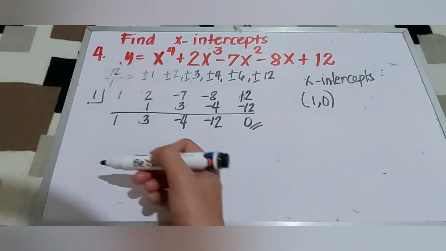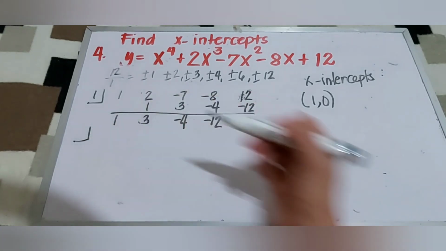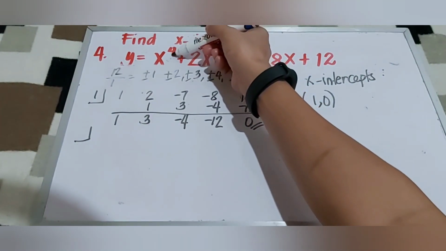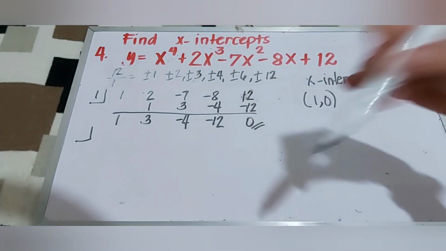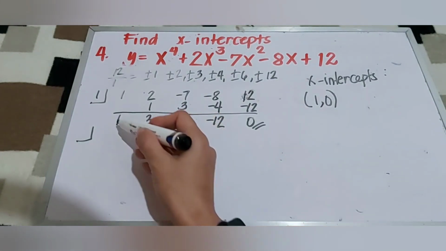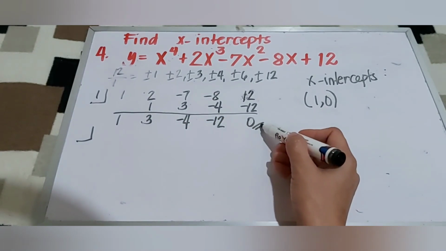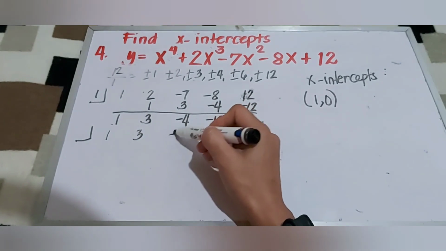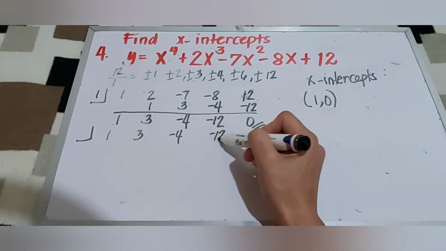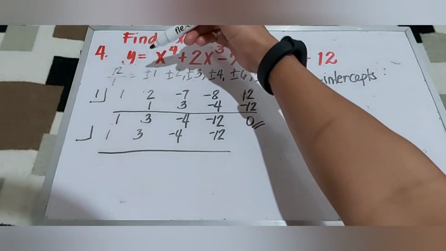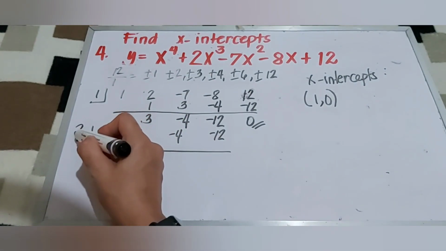Okay, now let's look for other x-intercepts. Remember na yung degree natin ay 4. Therefore, we expect at most 4 roots. So, pwede ring maging 4 ang x-intercepts natin. So, again, since naging 0 tayo dito, copy natin tong lahat ng coefficients. 1, 3, negative 4, negative 12. Siya naman ang gagamitin natin sa ating synthetic division. So, na-try natin yung 1, try natin ang positive 2.